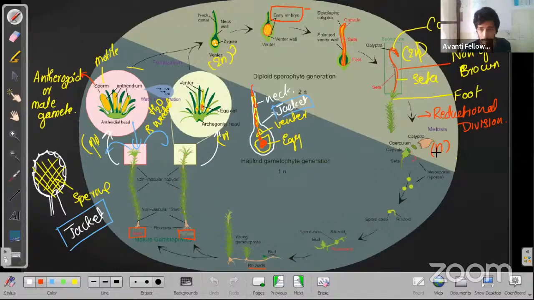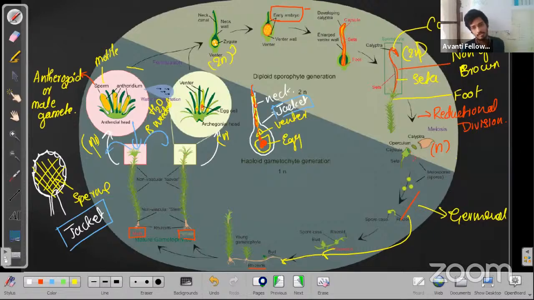So it produces the haploid spores. These haploid spores then germinate. After the germination, what happens? It will sometimes give rise to the Protonema stage. Protonema means a younger stage of the gametophyte, and it in turn gives rise to the gametophyte.